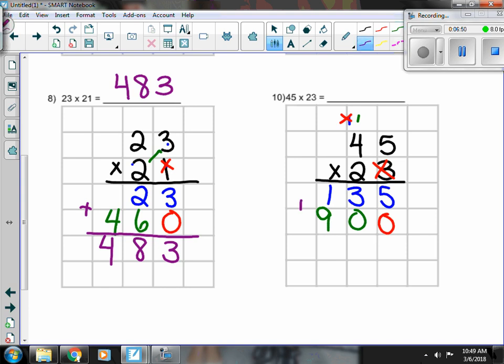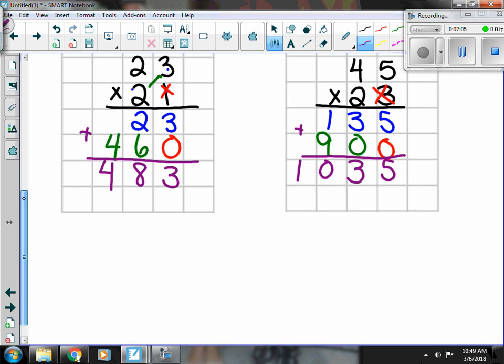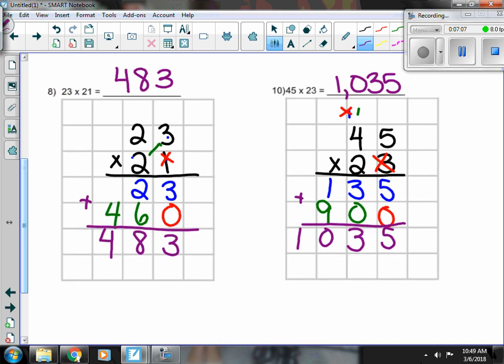And then I add up my answer. 5 plus 0 is 5. 3 plus 0 is 3. 9 plus 1 is 10. So I end up with 1,035. We will be continuing to practice this a little bit more in class, but it's the same strategy just over and over again.